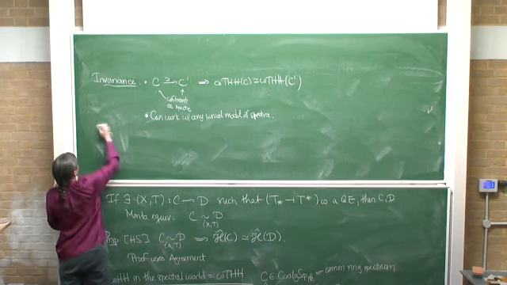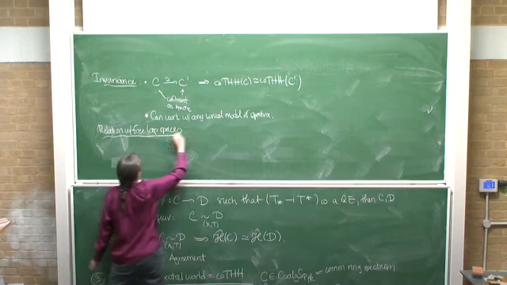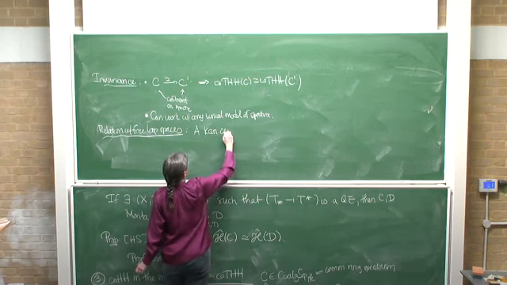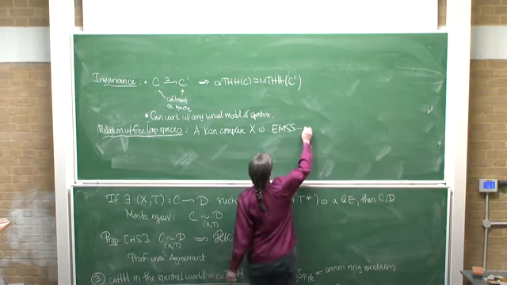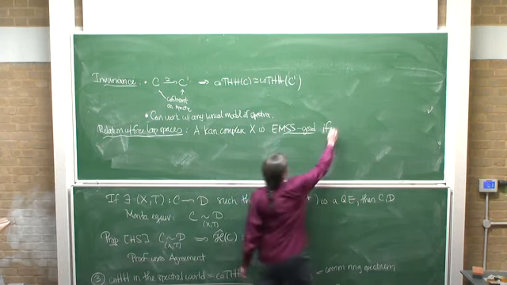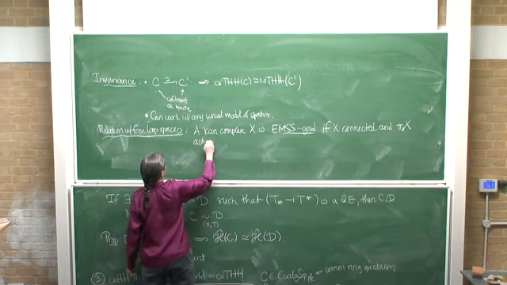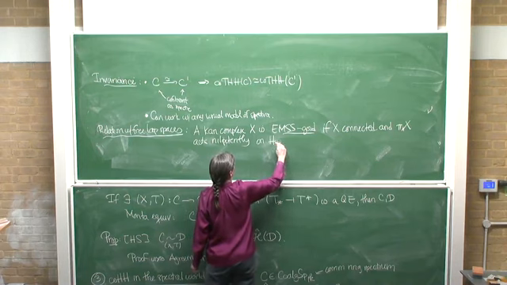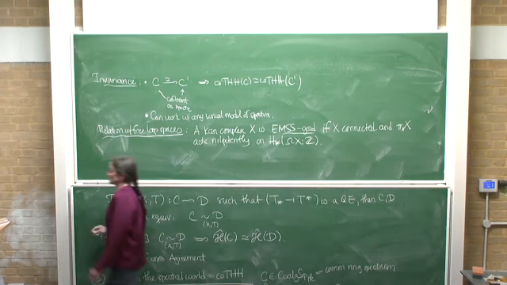So what's the relation with free loop spaces? Since that's been the driving theme here, let me just say that a Kan complex X is what we'll call EMSS good, for Eilenberg-Moore spectral sequence, if, first of all, the space is connected, so X is connected, and its fundamental group acts nilpotently, sorry, on the homology groups.